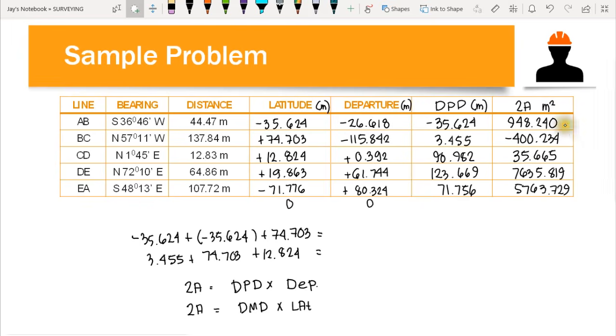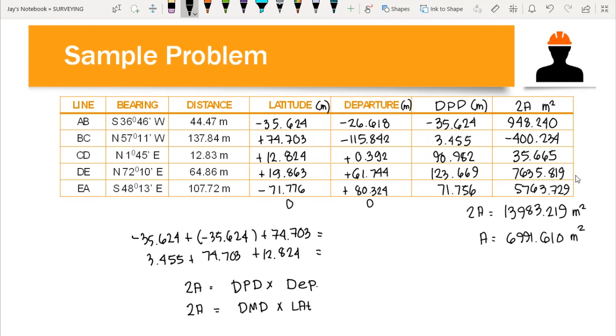Now, to compute for the area, we sum up these values of our double area, then we divide by 2. So we add all these values. This would give us 13983.219 square meters. Now take note, this is still double area. So to compute for the area, we divide it by 2. If we divide it by 2, then we have the answer 6991.610 meter squared. As you notice, we have the same answer using double meridian distance. So DPD and DMD should have the same answer.